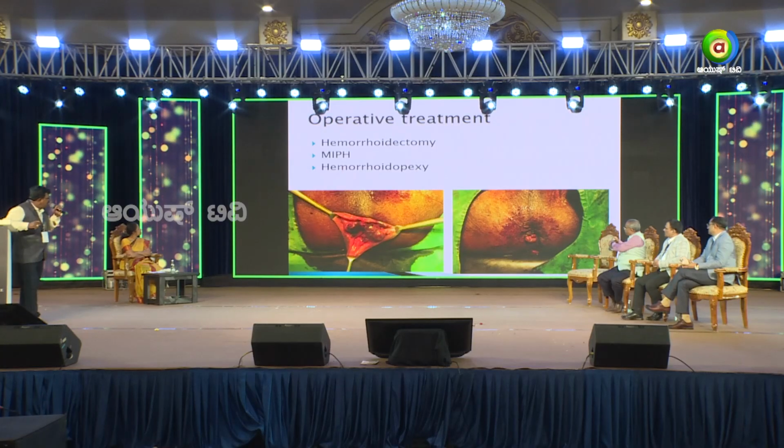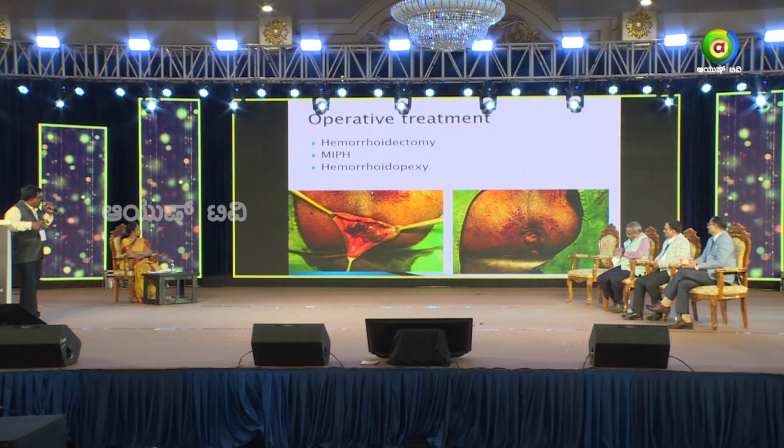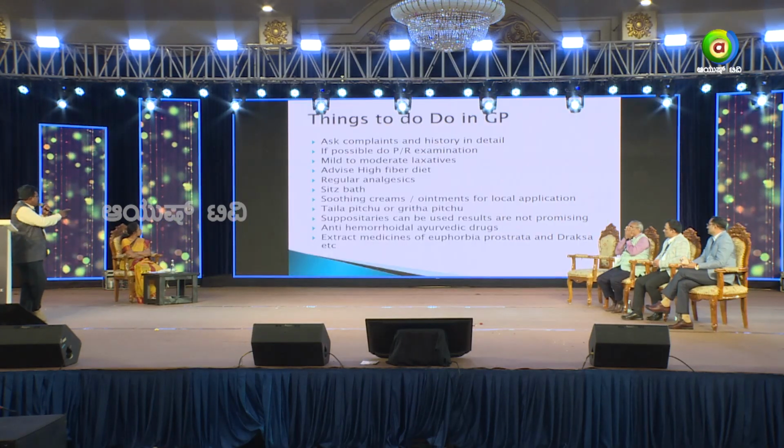There will be parasurgical. So this is the classical prolapsing thrombosed hemorrhoid. The operative treatment is hemorrhoidectomy, minimal, that is a stapler hemorrhoidectomy, hemorrhoidopexy. This is what I have done, the prolapsed thrombosed hemorrhoids. I have done a hemorrhoidectomy. These are the hemorrhoids and post-op.